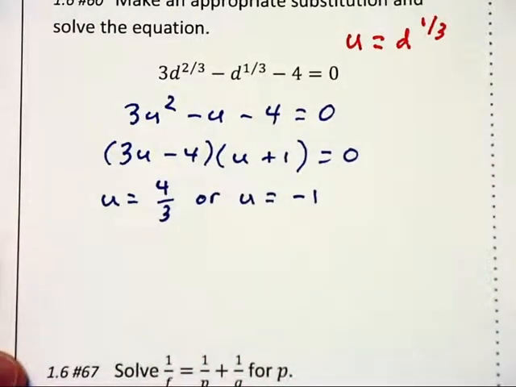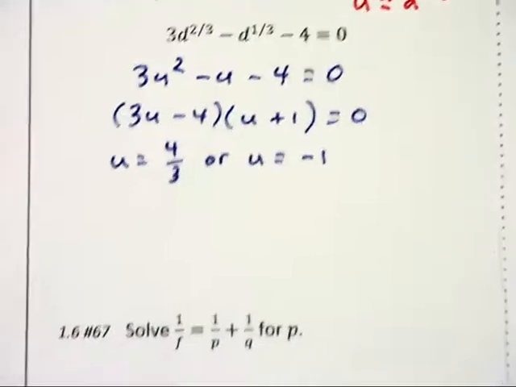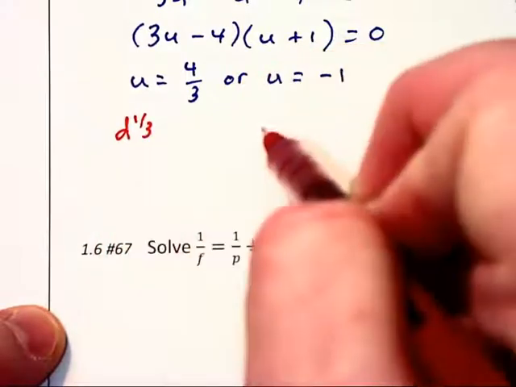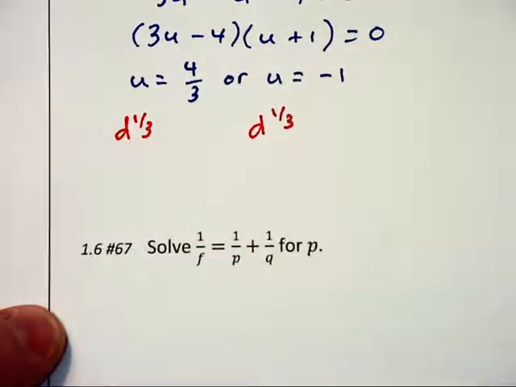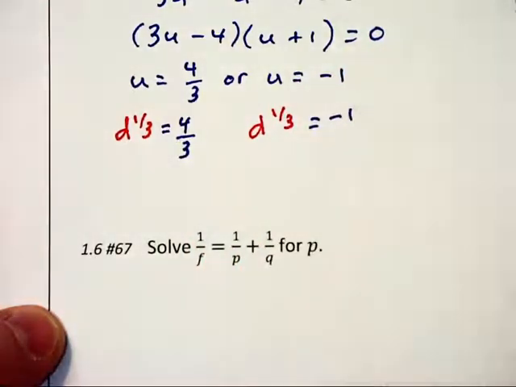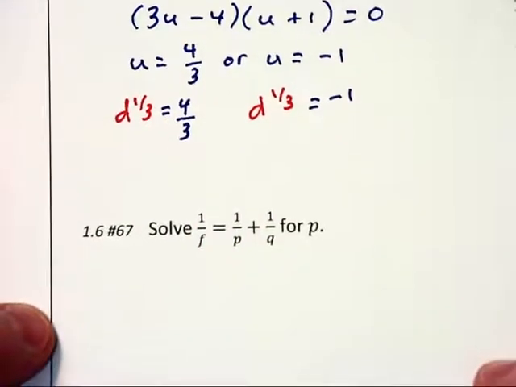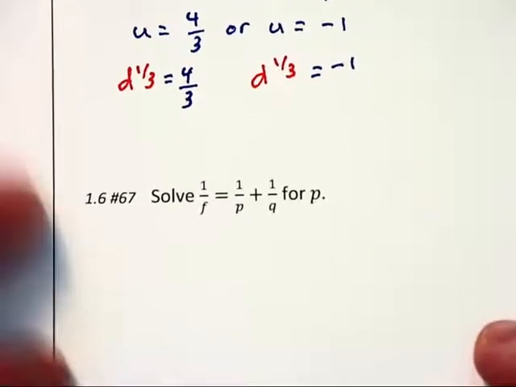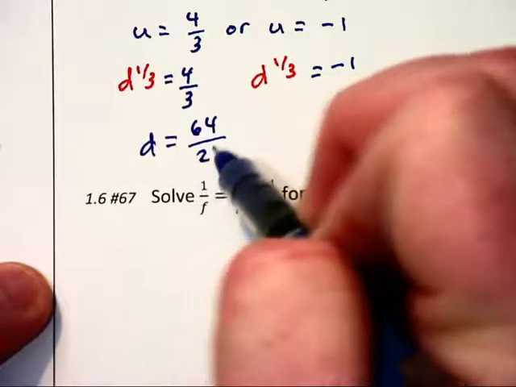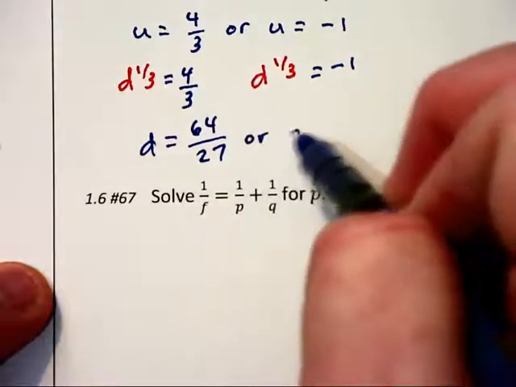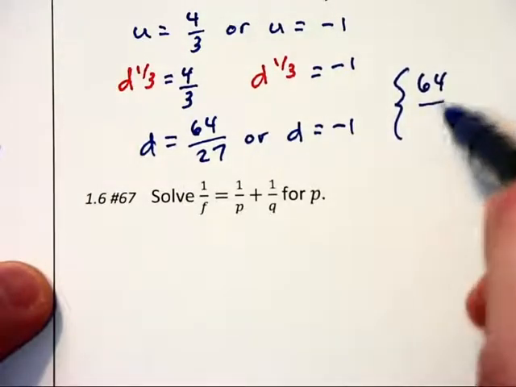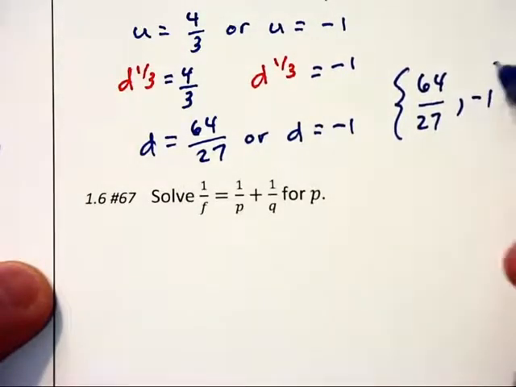But again, we need to back substitute and change u into d to the 1/3. So we're going to have d to the 1/3 is equal to 4/3, or it's equal to negative 1. We can undo that cube root by cubing each side, and this will give us d equals 64 over 27, or d is equal to negative 1. And those are the two values that we write in our solution set.